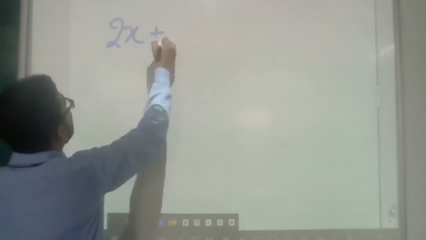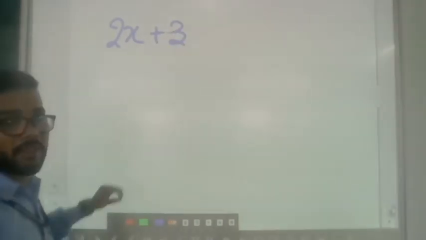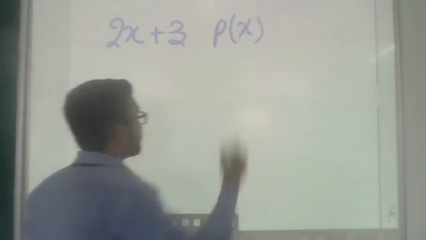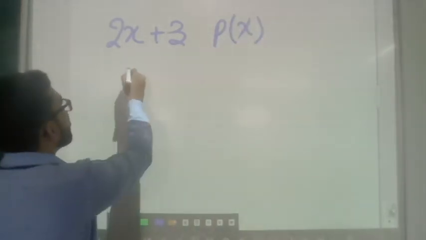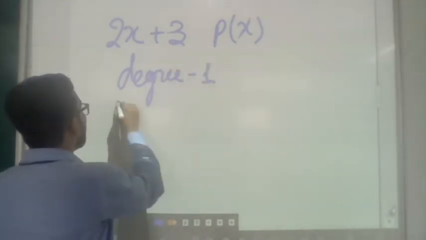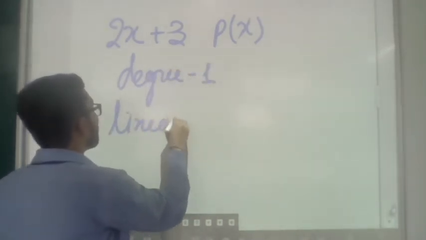Like 2x plus 3. In the previous video I gave you the example 2x plus 3. This is a polynomial in variable x. So the degree of this polynomial is what? The degree of this polynomial is 1. So this is called a linear polynomial.